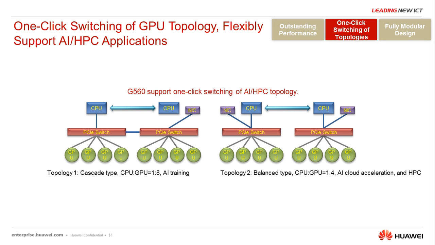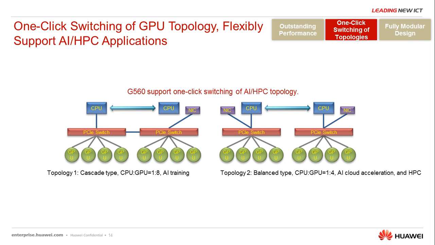G560 supports one-click switching between Topology 1 and Topology 2 so that different AI or HPC workloads can be flexibly supported. Topology 1 is a cascade structure, where multiple GPUs are used to provide powerful parallel computing capabilities. Therefore, 8 GPUs are connected to the same CPU, and the CPU to GPU ratio is 1 to 8, which is suitable for AI training.